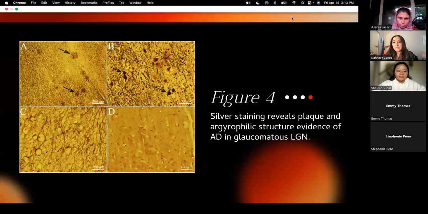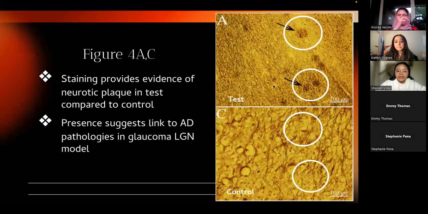In the discussion of figures 4, 5, and 6, this portion of the article mainly talks about the presence of some of the hallmarks of Alzheimer's disease. Specifically in figure 4, they use silver staining to reveal that there are plaque and argyrophilic structures found within this LGN section in our glaucoma model. I wanted to focus on figures A and C. In figure A specifically, the staining provides evidence that there are neuritic plaques in this glaucoma test model versus the control.